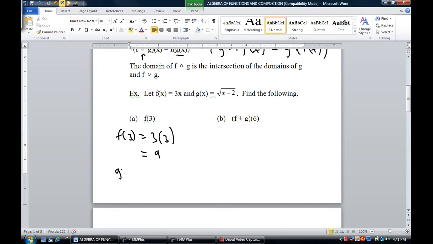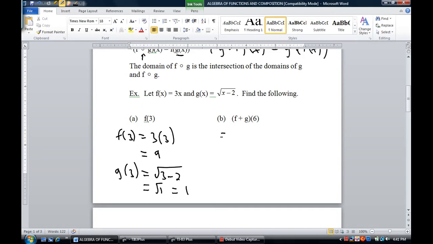Now, I easily could have asked you to find g of 3. g of 3 means use the g function, which is the square root of x minus 2. But rather than x, we use the 3. So 3 minus 2, and the square root of 3 minus 2 is the square root of 1. That equals 1. So that's all the f and the g mean, and the number beside it does not mean multiplication, it means substitution.